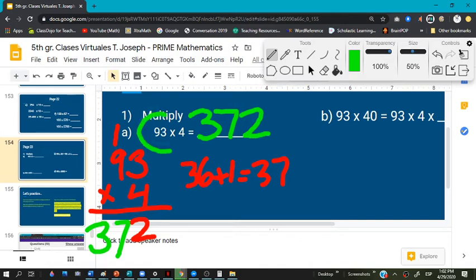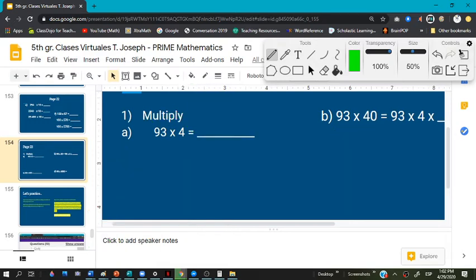Since 93 times 4 equals 372, now we can do 93 times 40, okay? Because we're doing it by a factor of 10, okay? Just like we talked about last time. So remember, 93 times 4 is 372. Let's do the next problem.